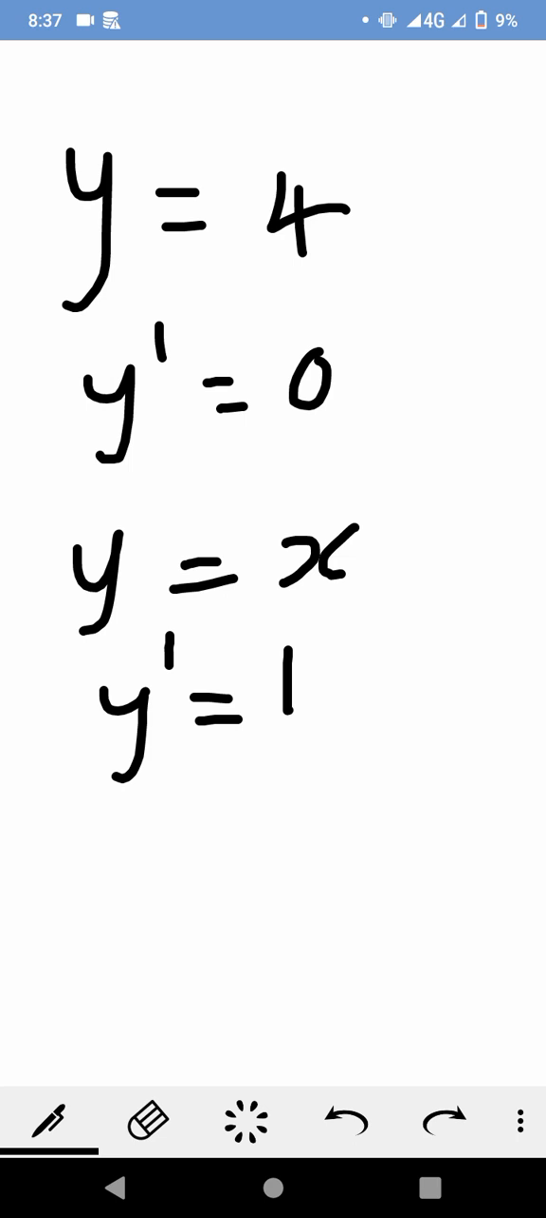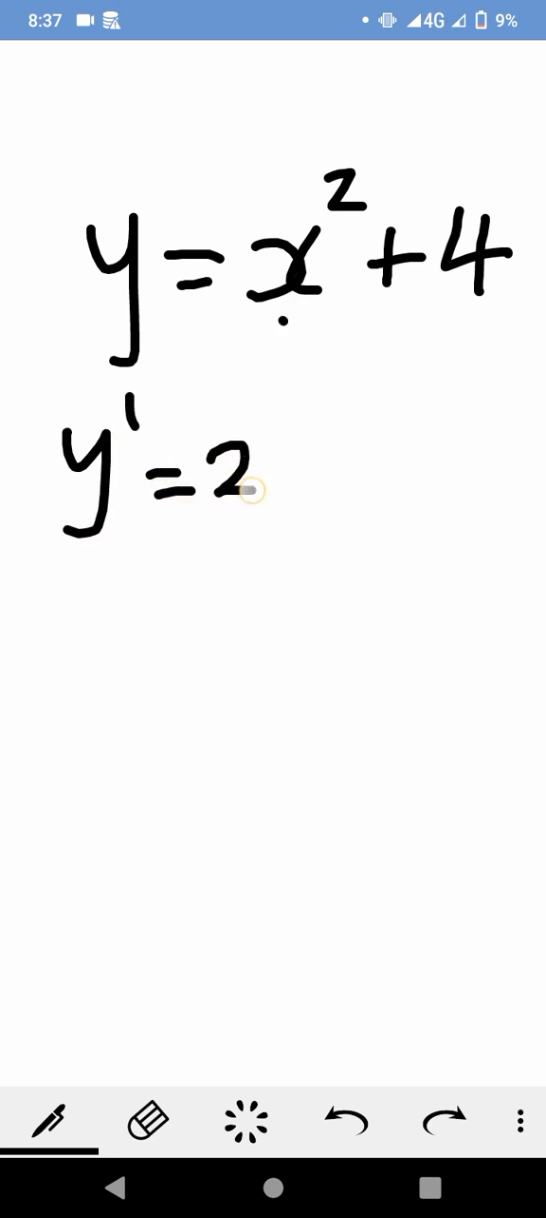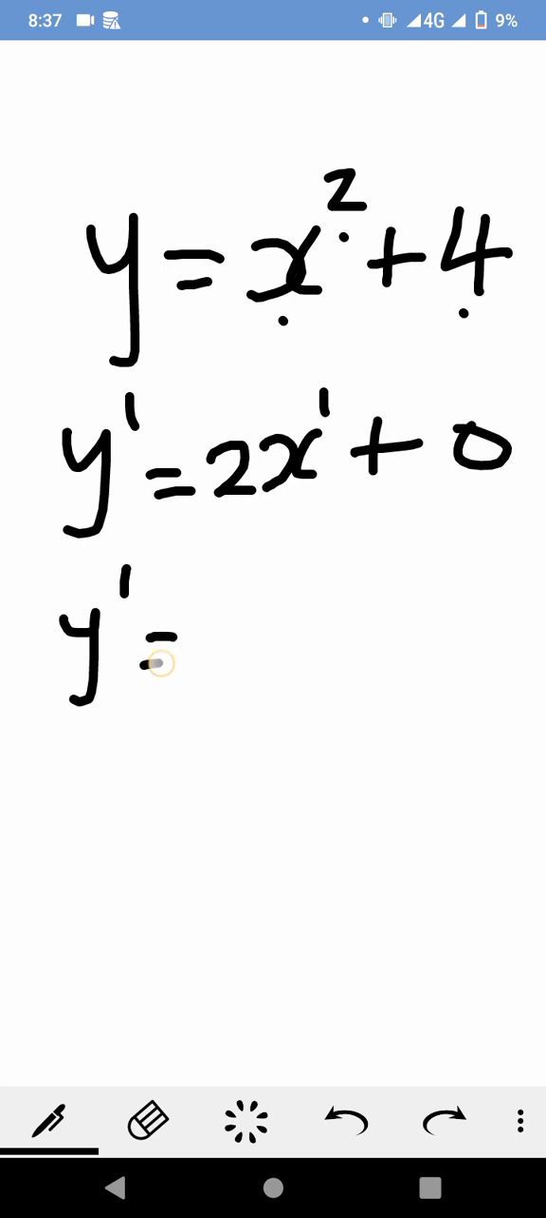So if we have a question like this, y equals x squared plus 4, y prime is going to be, if you differentiate this, you will have 2: bring down the power 2, reduce the power 2 by 1, you will have power 1 left. If you differentiate 4, remember, if you differentiate a constant, you will get 0. So if you tidy up, y prime will now become 2x.